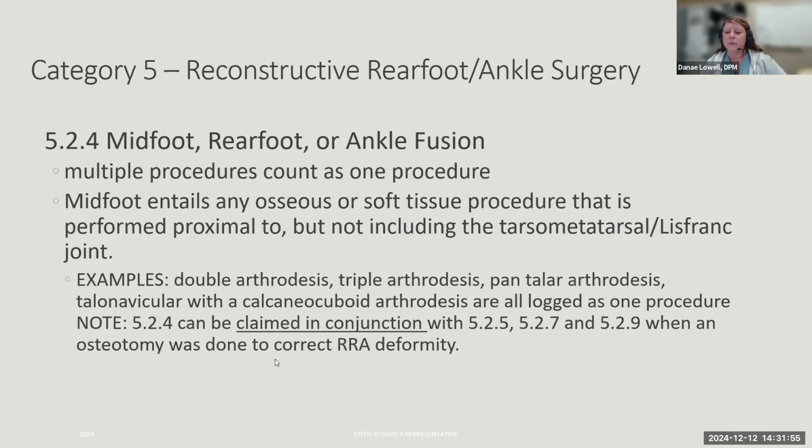5.24 is selected when a midfoot, rear foot, or ankle fusion is performed to correct a deformity and entails multiple osseous and soft tissue procedures as a single case. There are some examples such as double, triple, or pantalar arthrodesis. If an osteotomy is performed in addition to the arthrodesis, other subcategories can also be claimed.